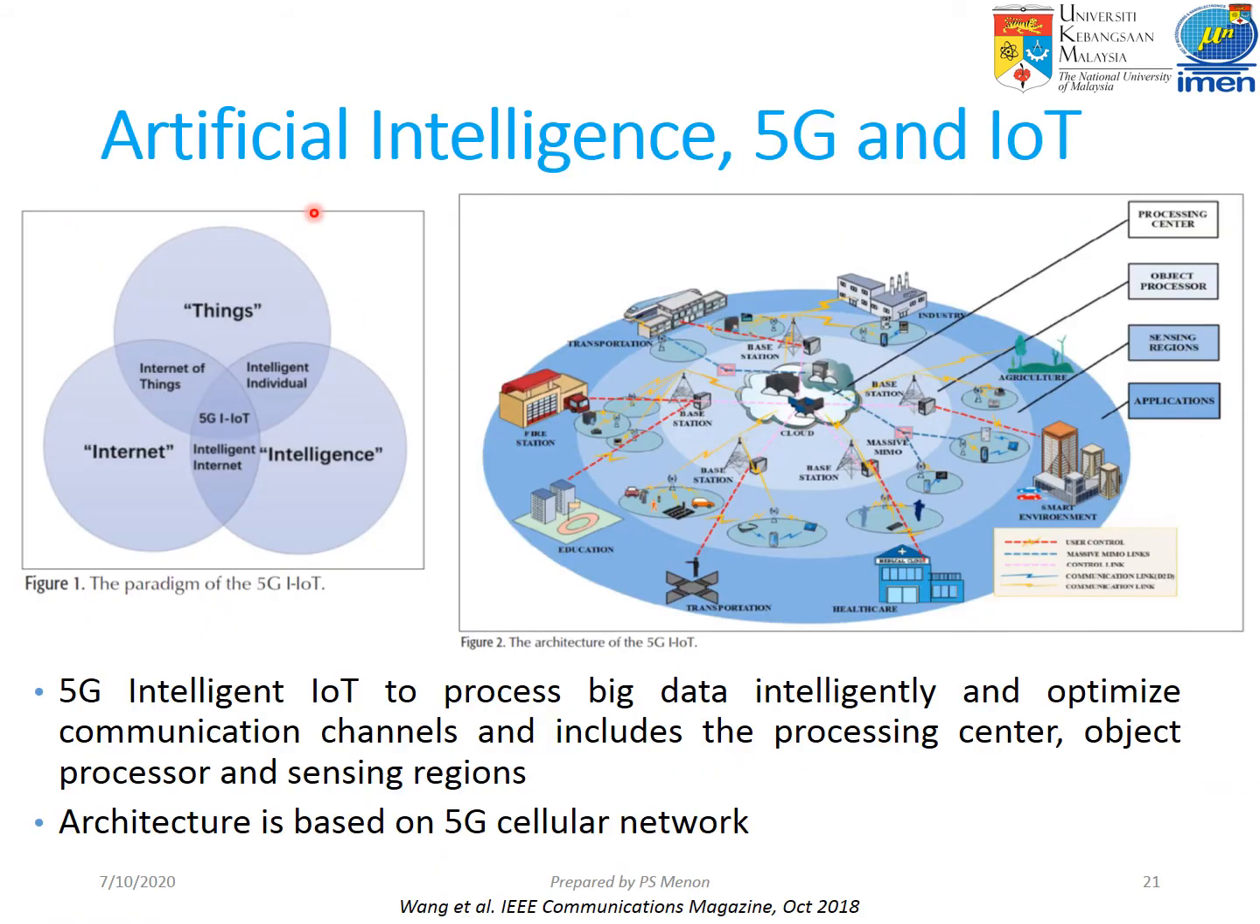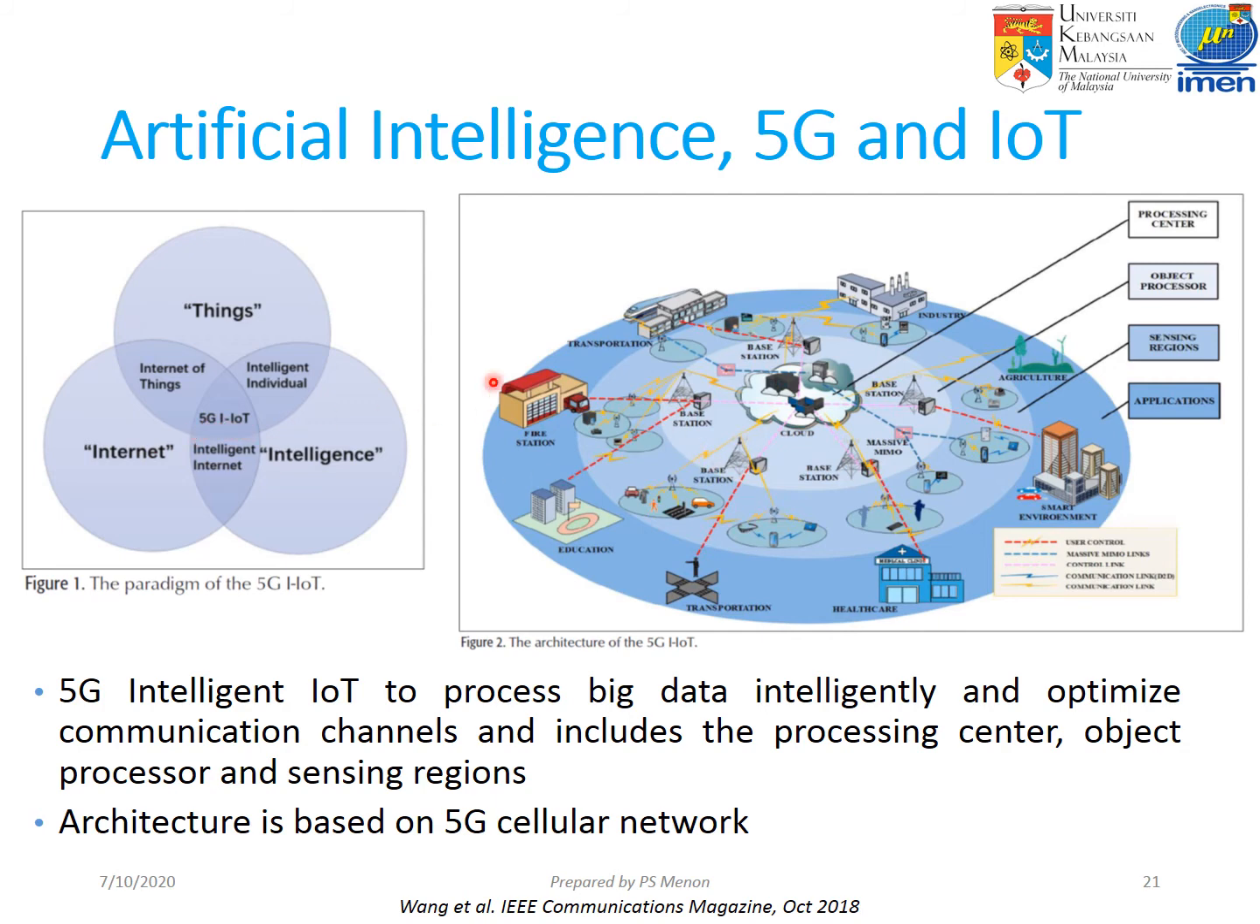Okay, so more details about artificial intelligence, 5G and also IoT. So this figure shows the interaction between things, internet and also intelligence, and overlap between internet and things is called Internet of Things, and overlap between things and intelligence creates an intelligent individual, whereas overlap of internet and intelligence creates intelligent internet. Overlap of all three creates the 5G intelligent IoT network.